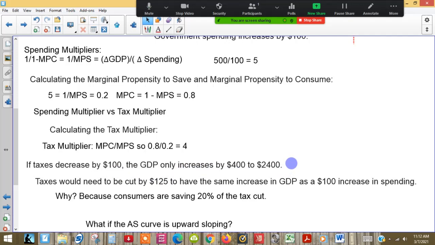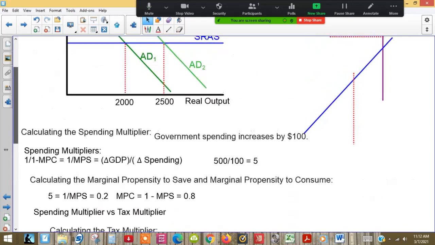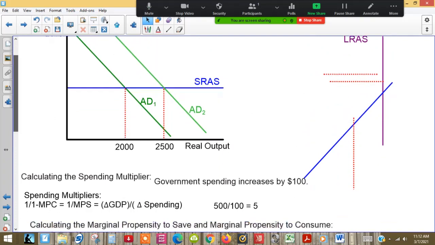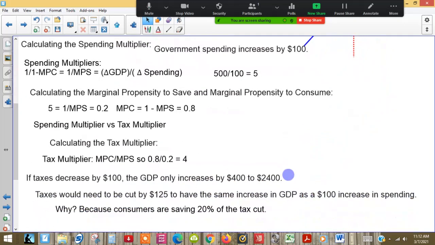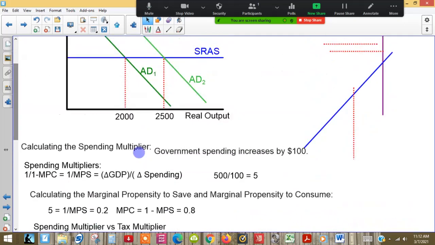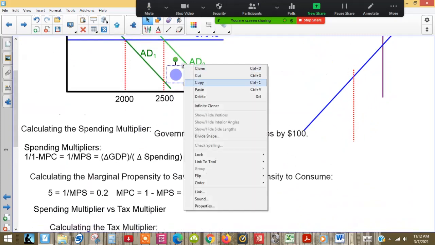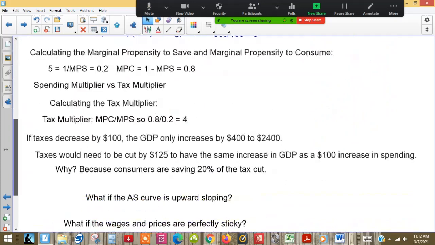Then we can do some simple math, just to divide. If the policy makers or the economists who are deciding what to do here actually want the GDP to increase by 500, and they're going to use a tax cut to do it, a decrease. Let me just copy this so I don't have to keep going back and forth.